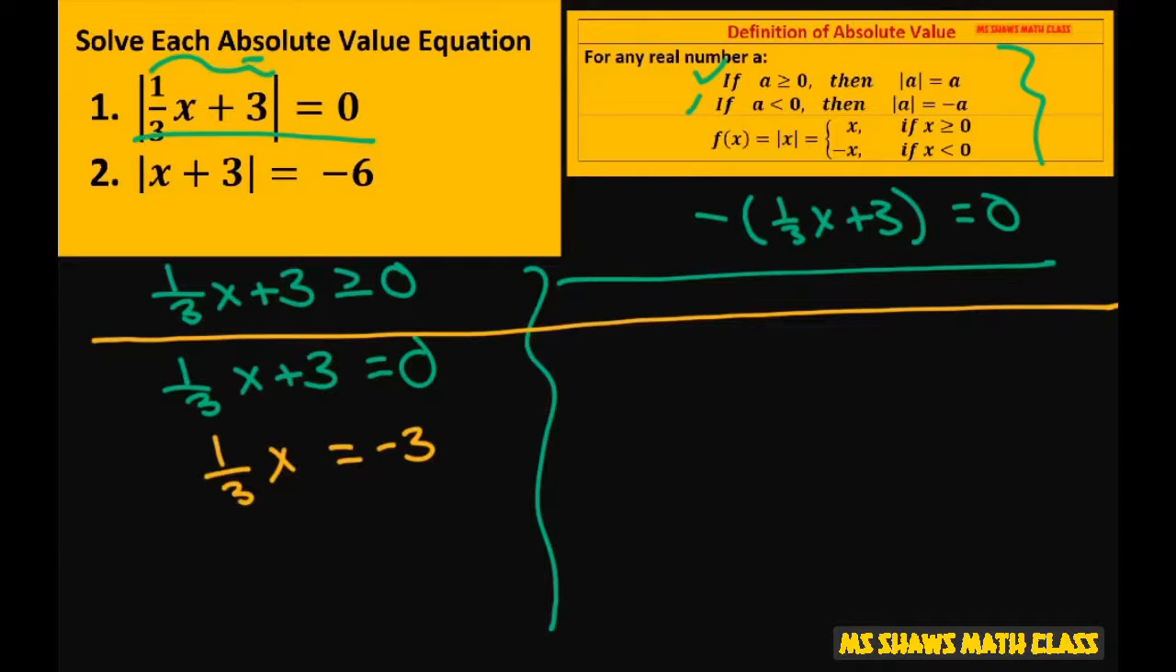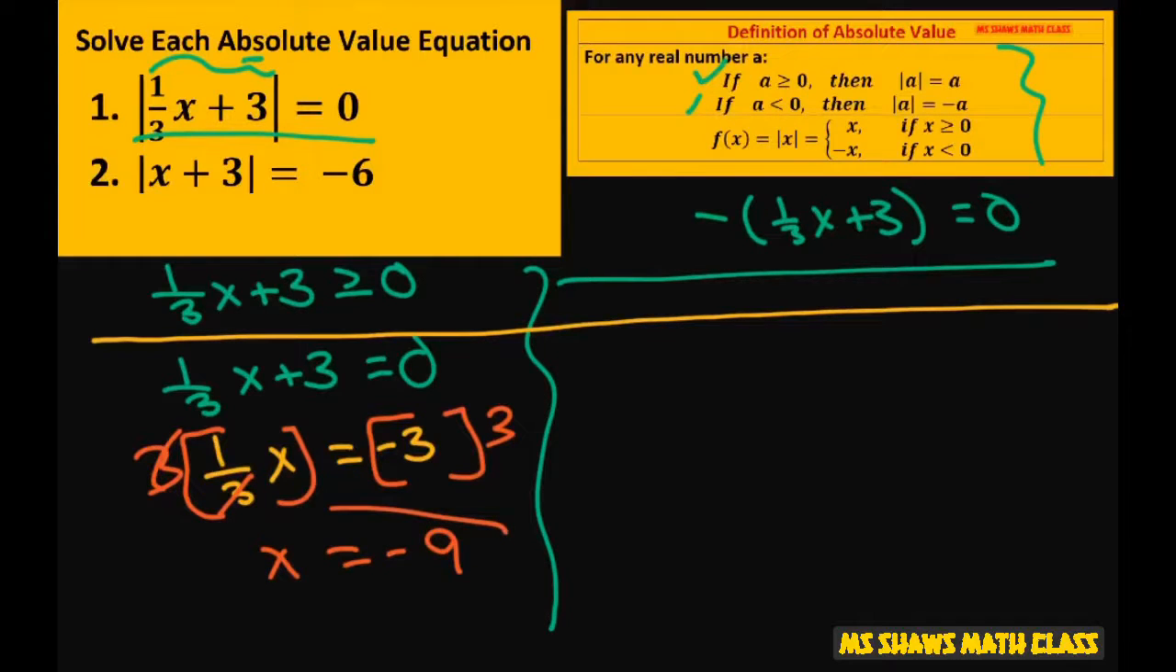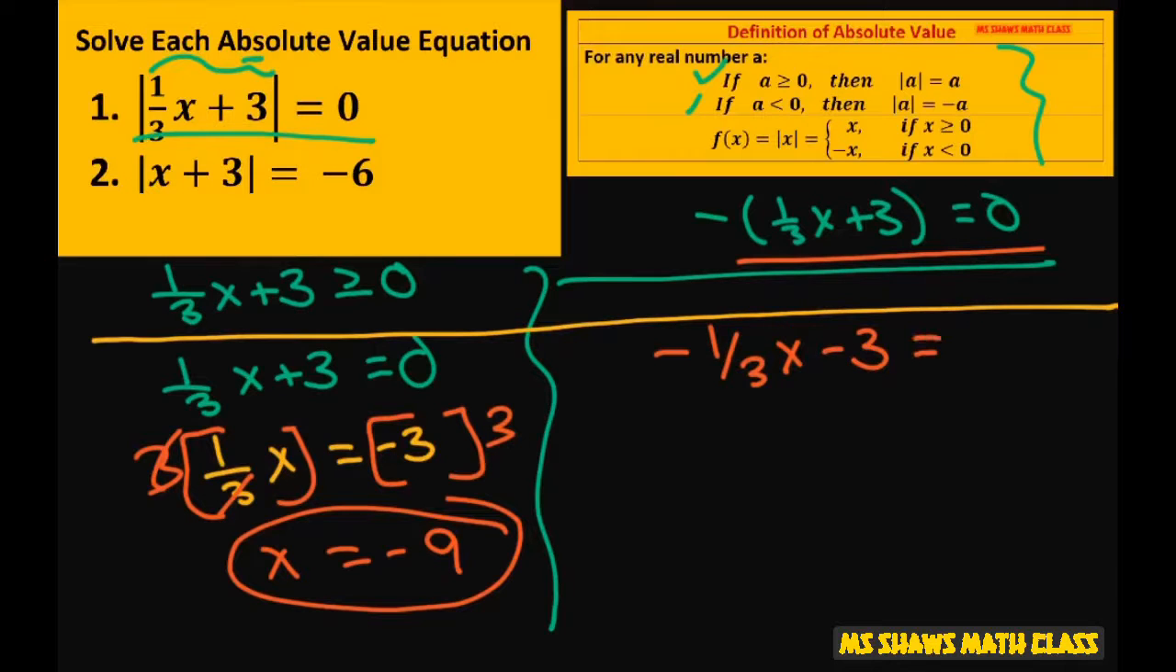And then let's multiply both sides by 3. Multiply that by 3, that by 3. That cancels. You get x equals negative 9. That's one solution. And for this one, this is really negative 1/3 x minus 3 equals 0. So negative 1/3 x equals 3 when you add 3 to both sides.